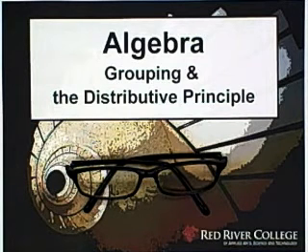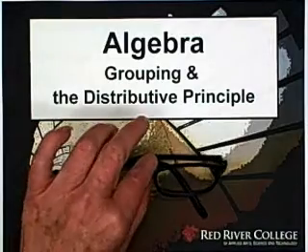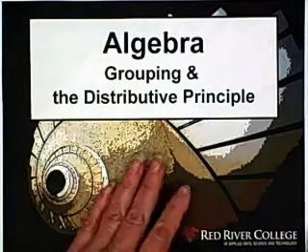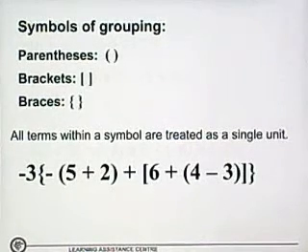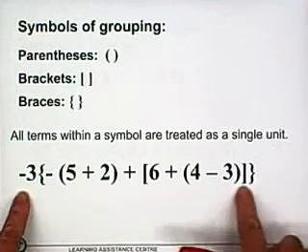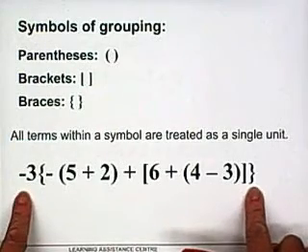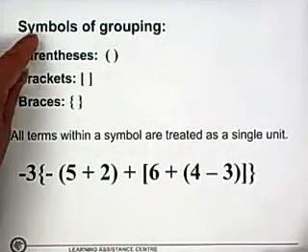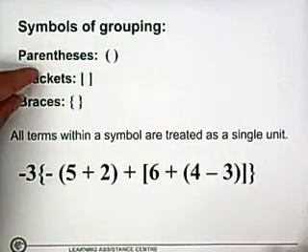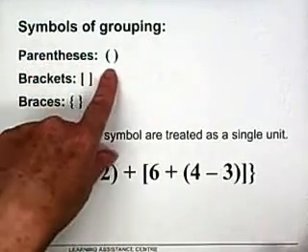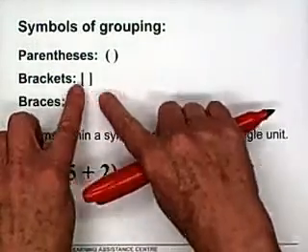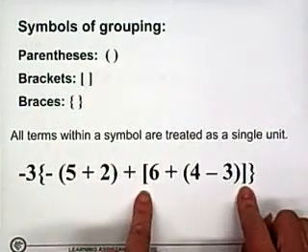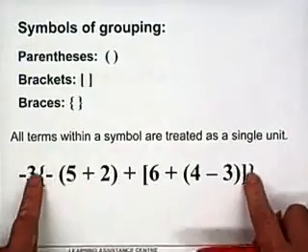Today we're going to be talking about grouping and the distributive principle in algebra. Now, when we have algebraic expressions, which this is an algebraic expression right here, we often use symbols of grouping. And there can be parentheses, which look like this. So here we have parentheses. We can have brackets, which look like this, and braces, which go on the outside.